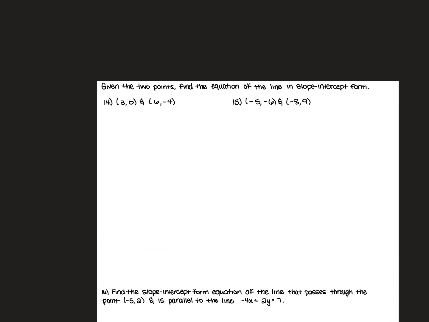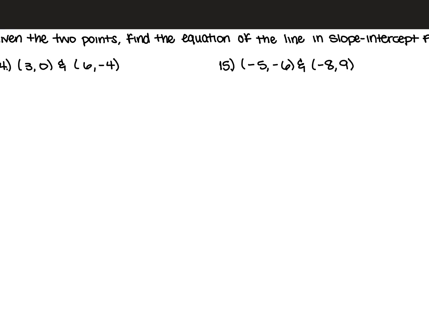For our next section, we're given two ordered pairs, and we're told to find the equation of the line in slope-intercept form. If we look at number 15, we have (-5, -6) and (-8, 9). First thing you need to find is your slope. Once you find your slope, use your slope and one of those original points, plug it into point-slope form, then turn that into slope-intercept form.